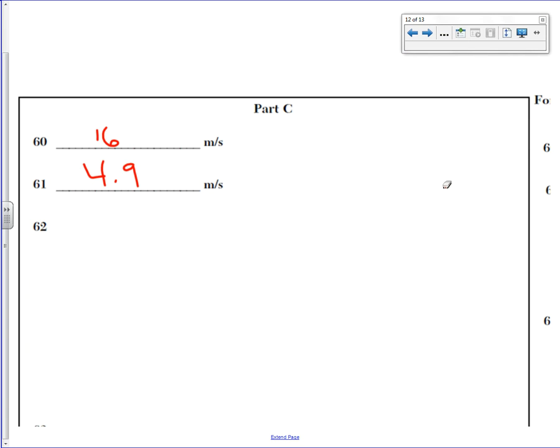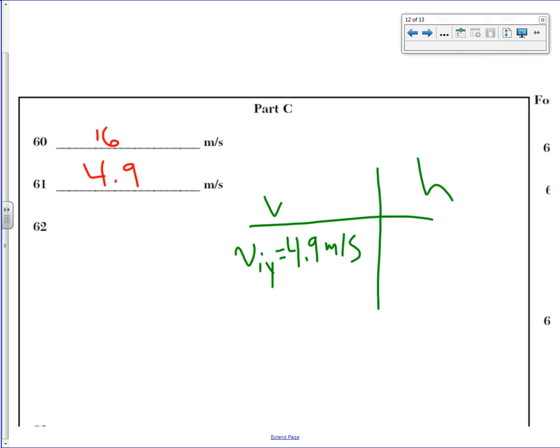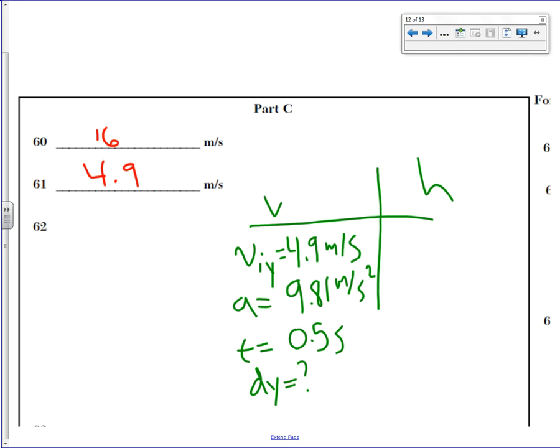We draw our chart again. We're only dealing with the vertical now. We know that our ViY at point A is our answer from 62. It's 4.9 meters per second. We're still dealing with magnitude, so we only want the magnitude, not the direction, of the acceleration: 9.81 meters per second squared. We know our time is equal to 0.5 seconds, because that's the time between A and B.